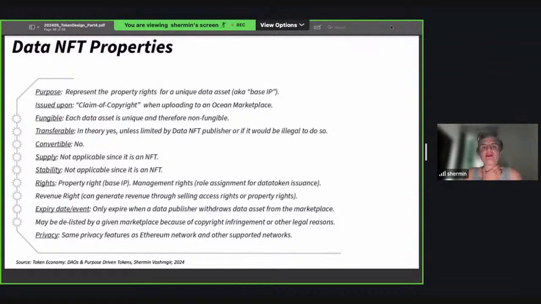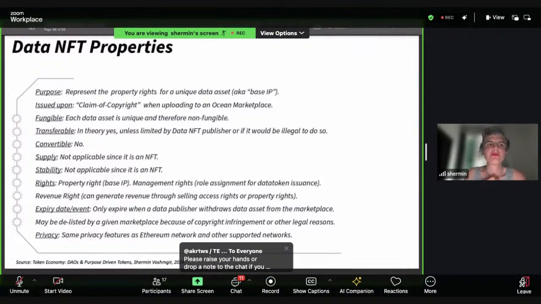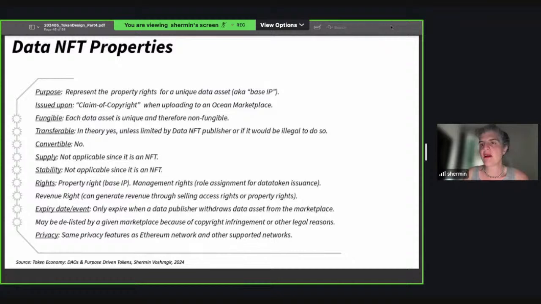So, data NFTs. I'm not starting with the first token that existed, the Ocean token, kind of the protocol token. I'm starting with data NFTs because I think this makes sense from a marketplace perspective. The purpose of data NFTs is to represent the property rights for a unique data asset. It basically represents the base IP of a data asset that I might own. It is issued upon me claiming copyright when I upload that data asset to any Ocean marketplace or other third-party marketplaces. The data NFT is obviously non-fungible. Why? Because each data asset is unique.